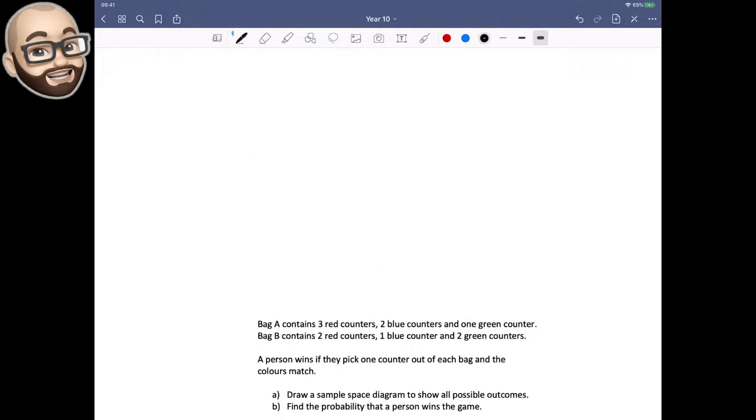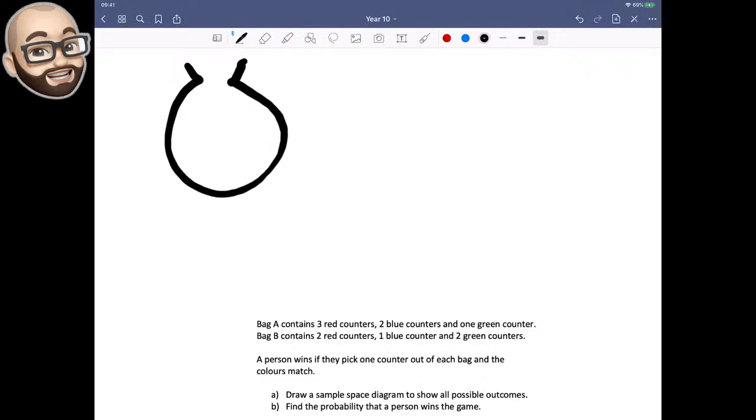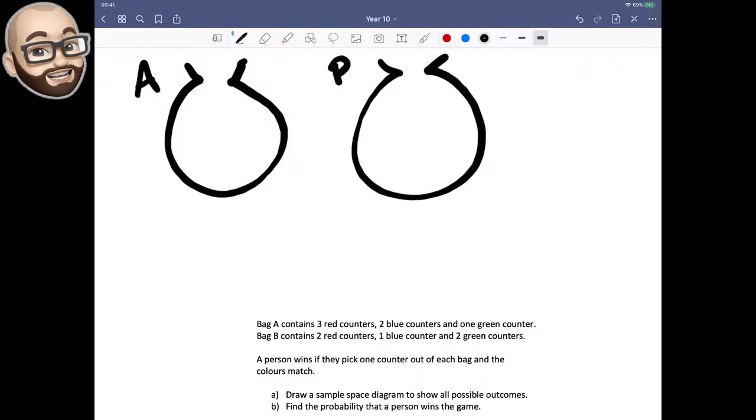Okay. So just to help us out here, what I'm going to start off by doing is I'm going to draw 2 bags. We'll call this one bag A and this one bag B, and we'll put some counters in there. So the first bag needs 3 reds. The second bag needs 2 reds. This bag needs 2 blues. This bag just needs the 1. And then this one needs 1 green and this one needs 2 greens.